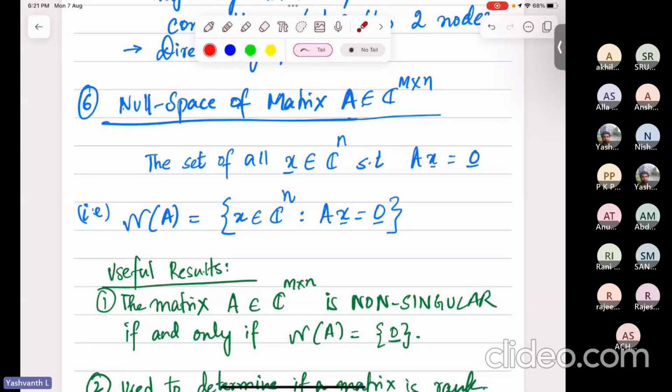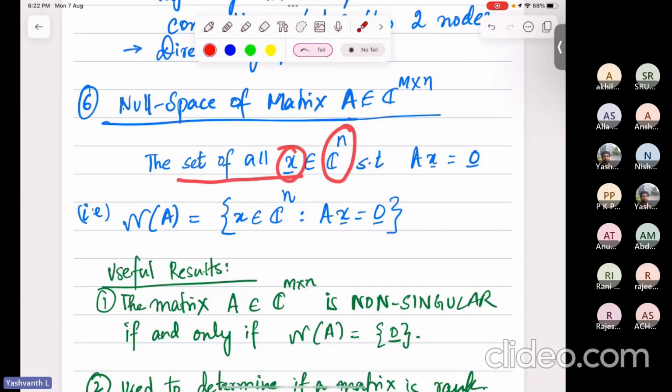So let me consider matrix A, which is of dimension m by n, which means it has m rows and n columns. Then what is the null space of a matrix? It is the set of all vectors x in C to the n. Note that these are n-dimensional vectors, equal to the number of columns, such that Ax equals a null vector.